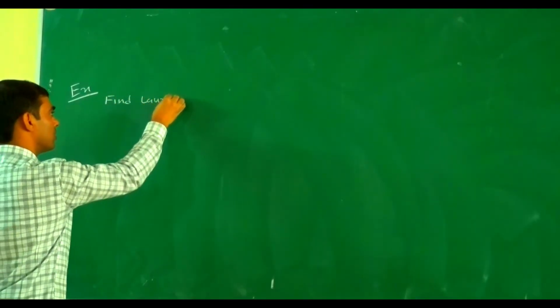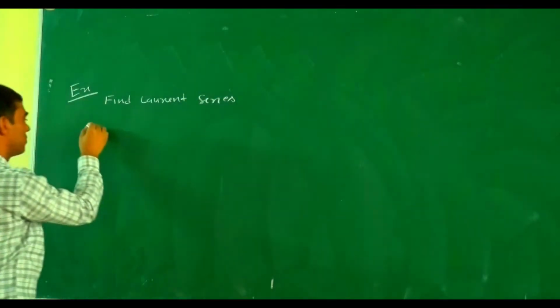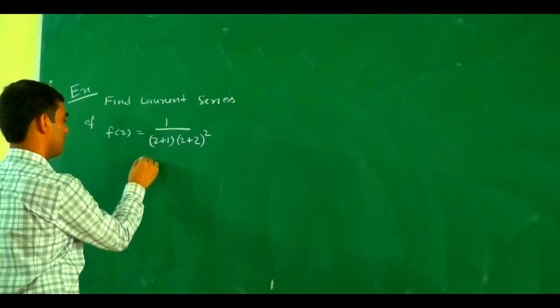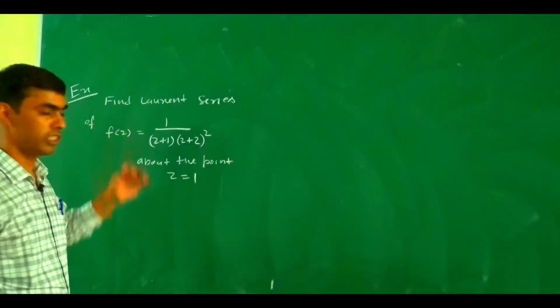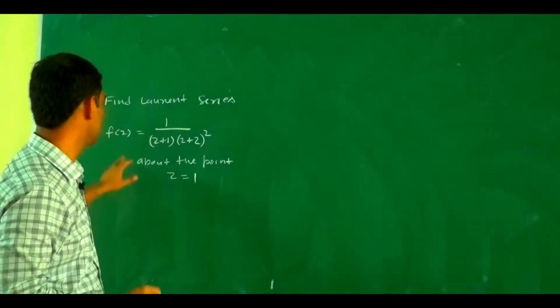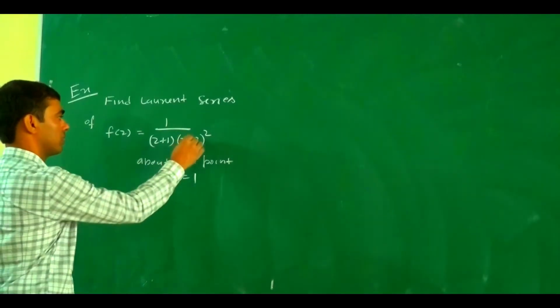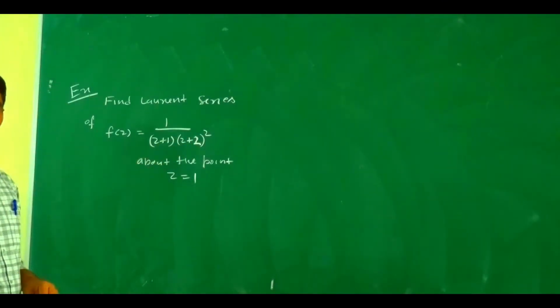Example: what is the point? Laurent series of f(z) equals 1 upon (z + 1)(z + 2)² about the point z = 1. So what is the question? The question is to find the Laurent series expansion of the function f(z) equals 1 upon (z + 1)(z + 2) whole square, about the point z = 1.